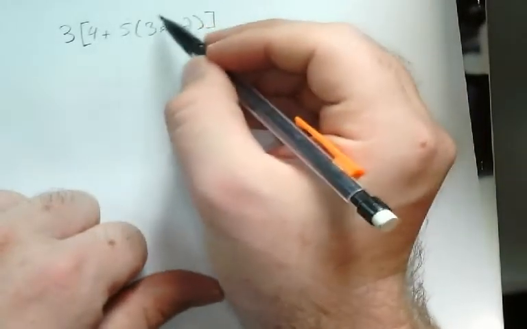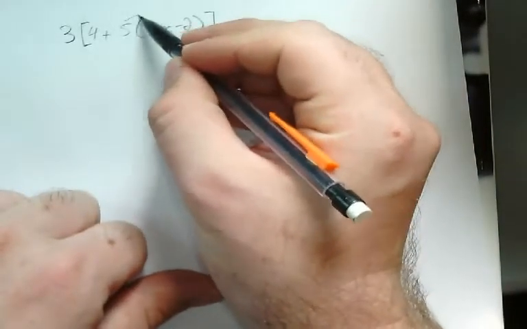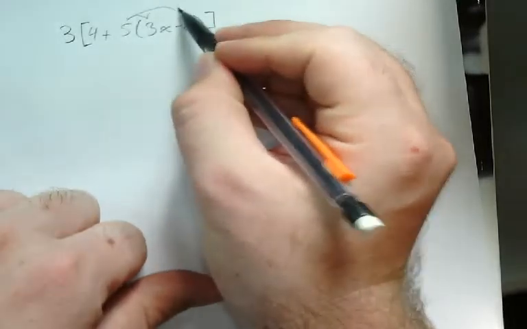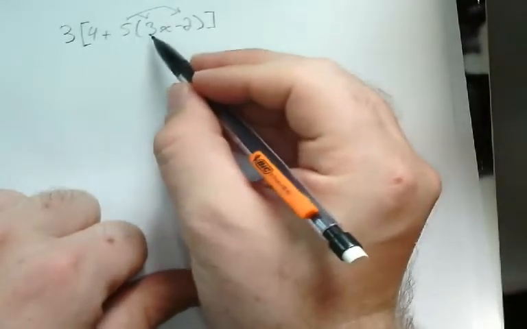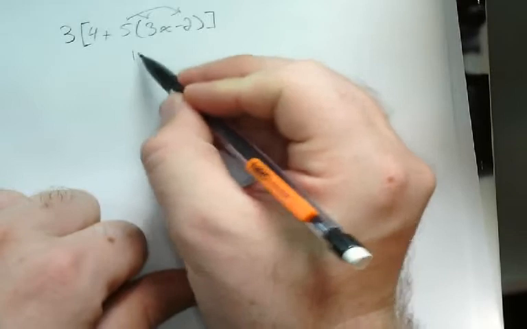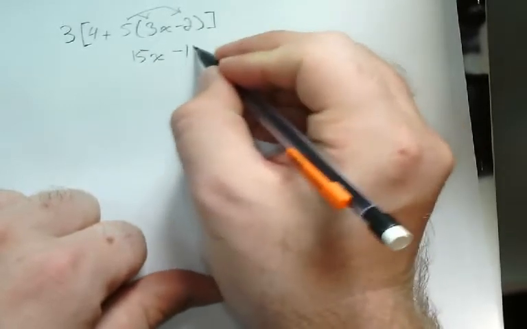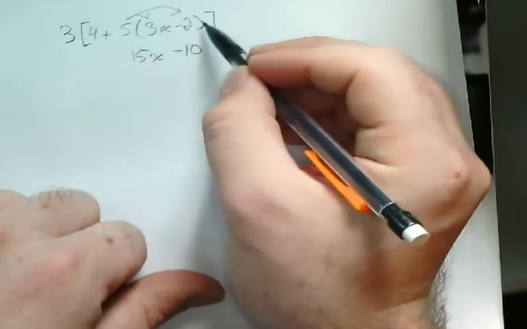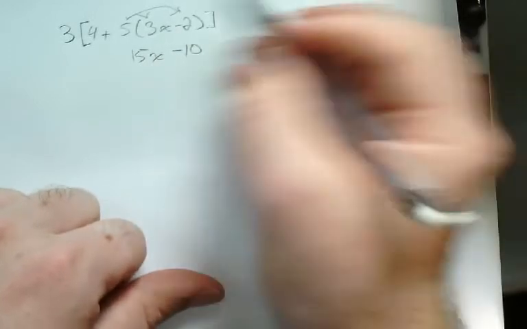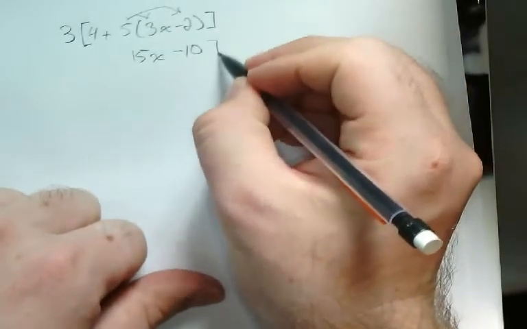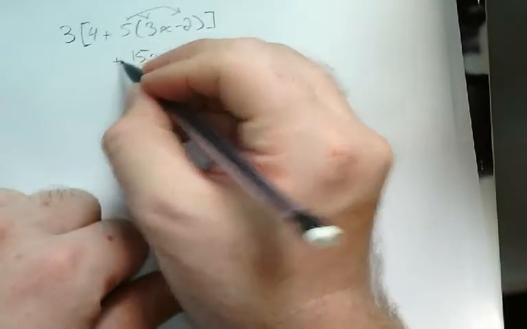So let's start with this 5 and distribute it out times the 3x and times the negative 2. 5 times 3x is 15x. 5 times negative 2 is negative 10. Now once we distribute, those parentheses go away, and all we have left is the brackets behind it.